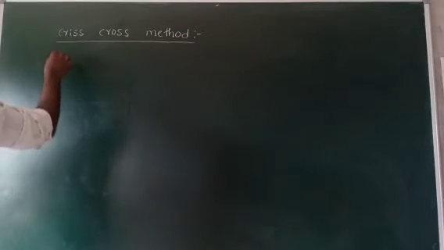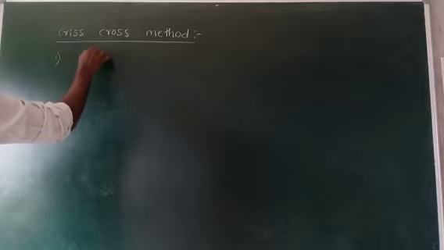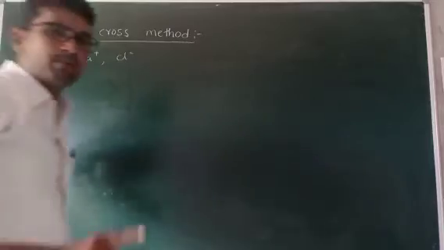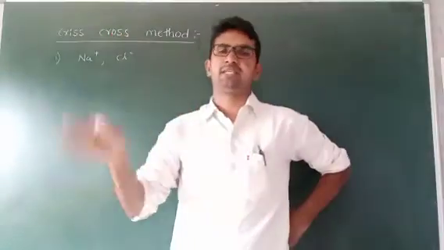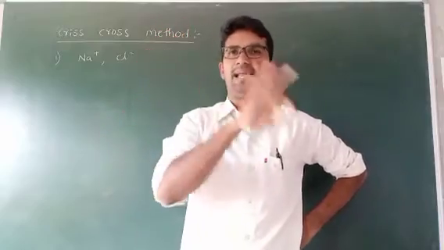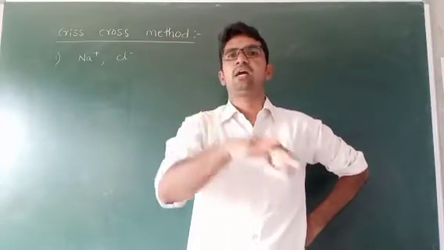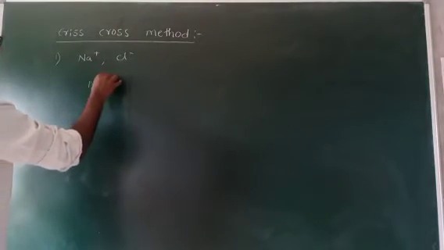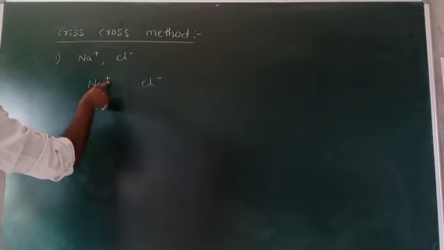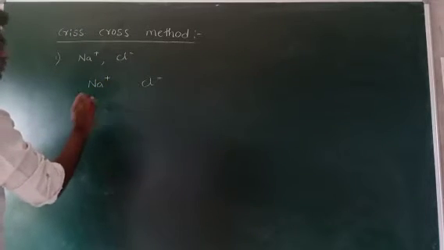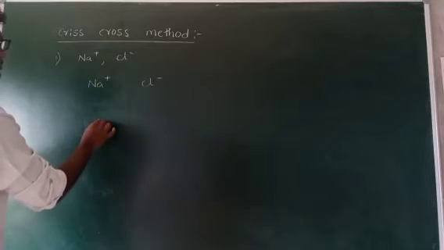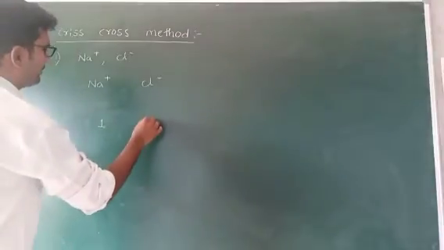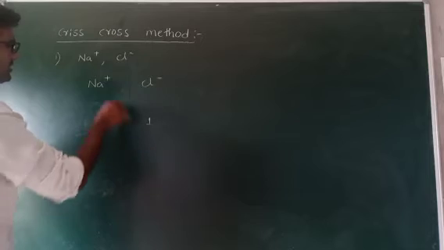First one, very simple. For example, Na plus and Cl minus. If these two radicals are given to you, how can you write the formula? Remember one point: positive with positive, no chance; negative with negative, no chance. Only positive and negative radicals combine together to give the compound. So first write Na plus Cl minus like this, a simple trick. What is the charge of Na? This is plus 1. You don't need to mention the plus or minus, just write the value 1. Cl minus means minus 1. Here also 1. Now cross.